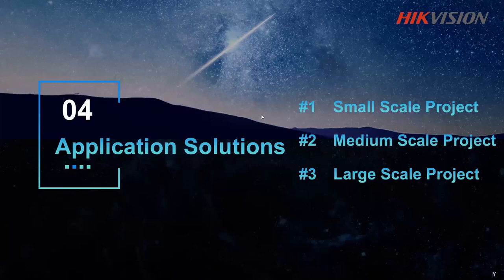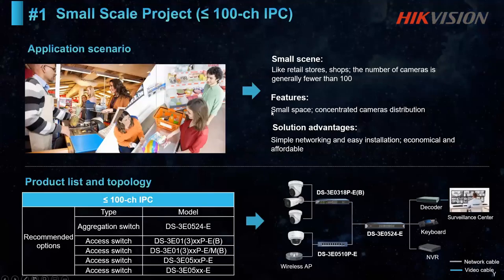And going back to the application scenarios, Varun, I think we can start with the small scale projects, where we define a small scale project by the number of cameras. If it's less than 100, we can define it as a small scale project in this context. As you can see, the products that we have proposed and the topology are at the bottom of this slide. Definitely, when we talk about 100 cameras or fewer, it's like retail stores, shops.